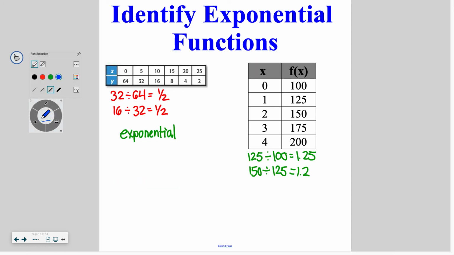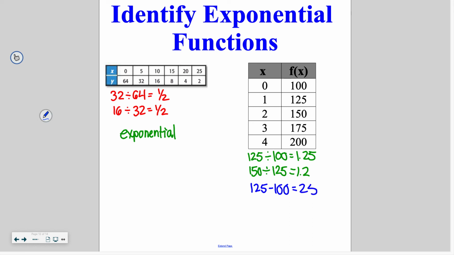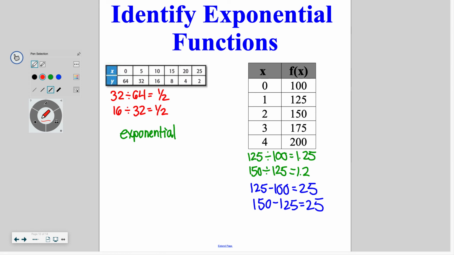So the other thing then we would need to check is to see if it's a linear function. So I'm going to do 125 minus 100, which gives me 25, and then 150 minus 125, which again gives me 25. So this is going to be an example of a linear function because we're changing by an addition or subtraction amount. So if it's an exponential function, you're going to have that constant ratio, which can be found by division. If you have a linear function, you're going to have that constant ratio, which is found by subtraction.